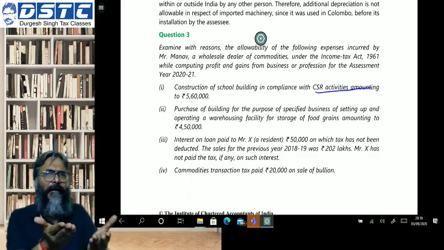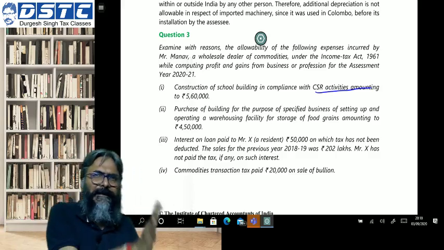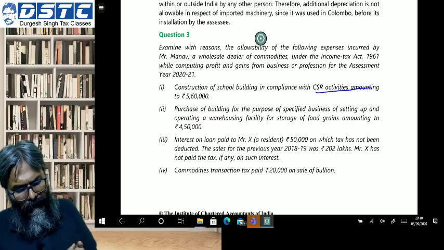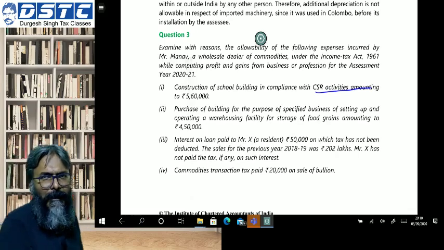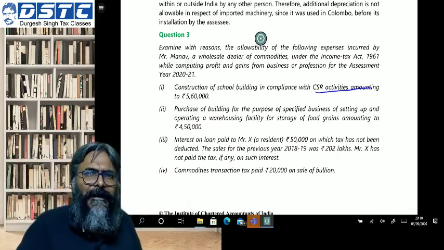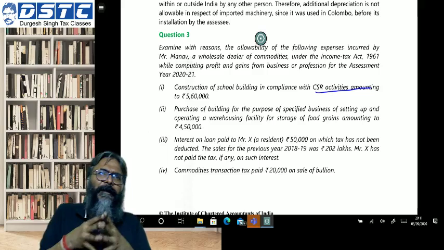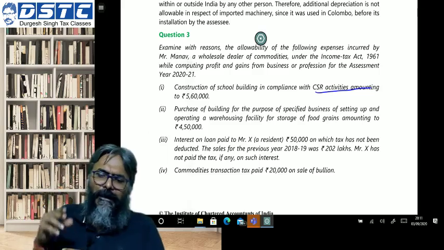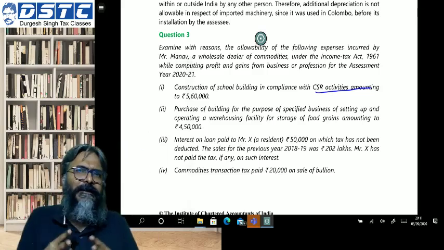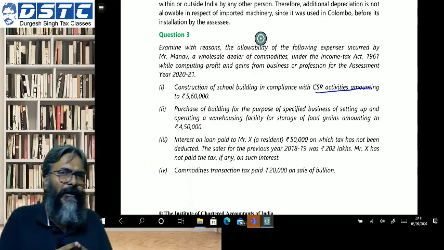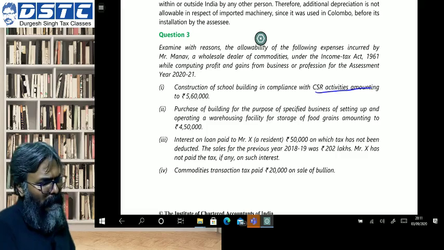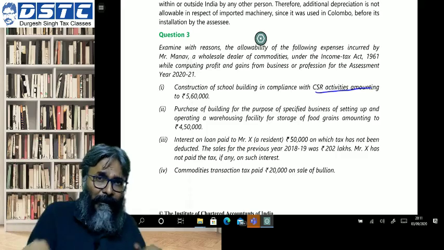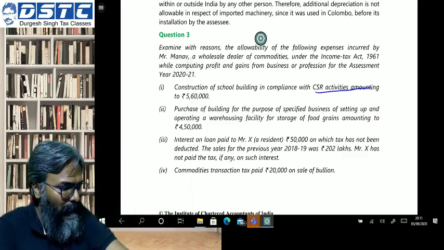Say for example, bonus and commission. It is debited in your profit and loss account. Bonus and commission, if it is debited to your profit and loss account, okay, but you have not made the actual payment at all. So therefore, as per 43B, we are going to say that this bonus and commission will be disallowed. So that is what we are going to refer for bonus and commission to be disallowed.